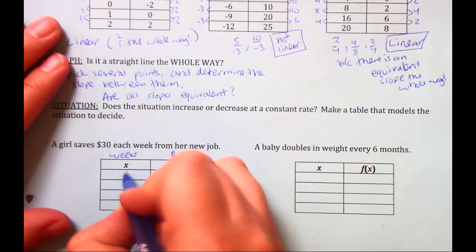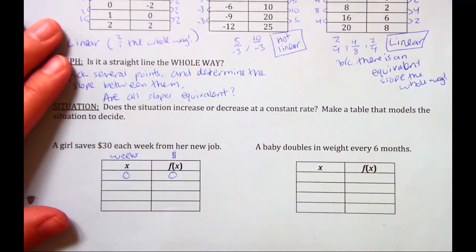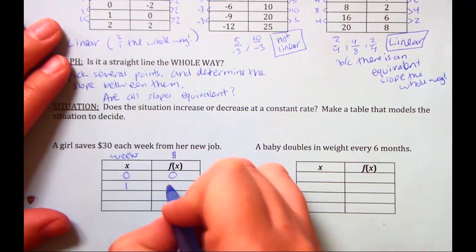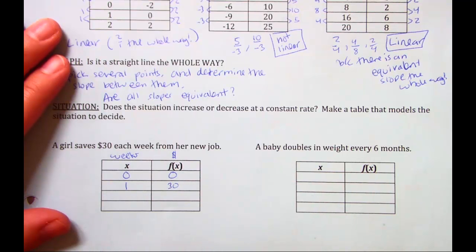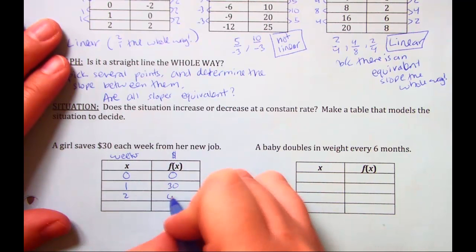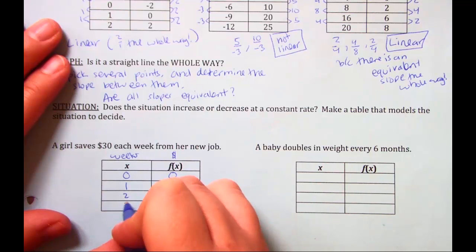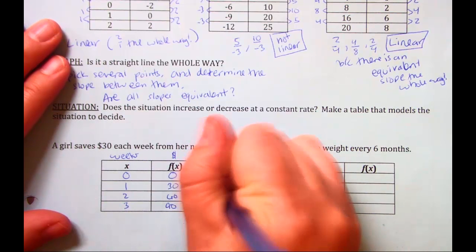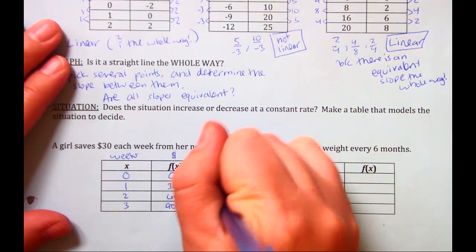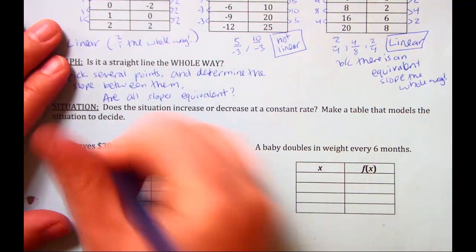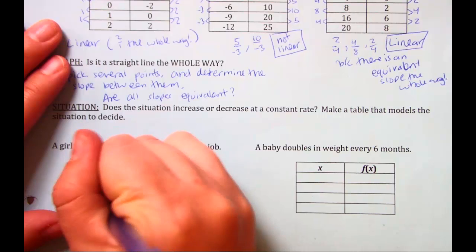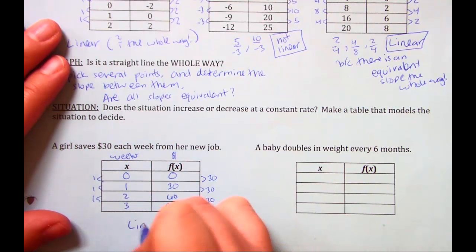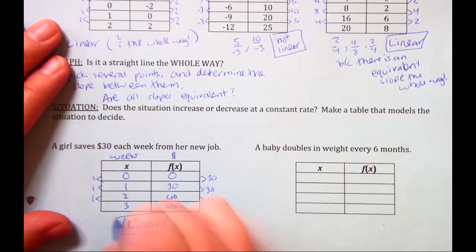So if she works 0 weeks, then she has $0. If she works 1 week, then she has $30. If she works 2 weeks, she'll have $60. If she works 3 weeks, she'll have $90. So this table models that situation. It's just a list of how much money she'll have saved after each week. So over here, the slope is 30 the whole way. Over here, it's 1 the whole way, so that would be linear.